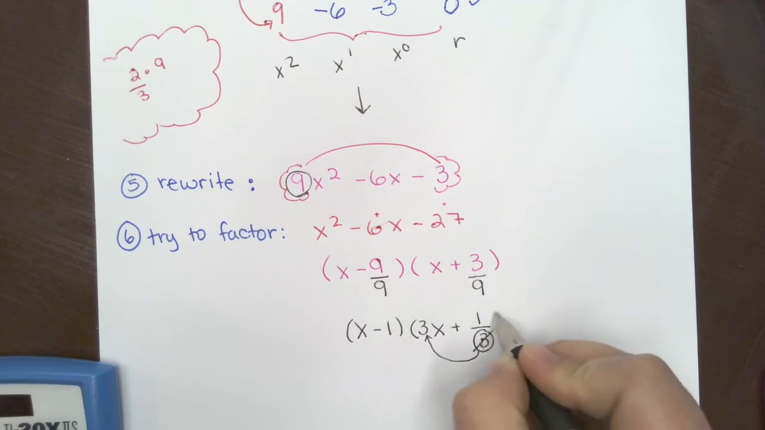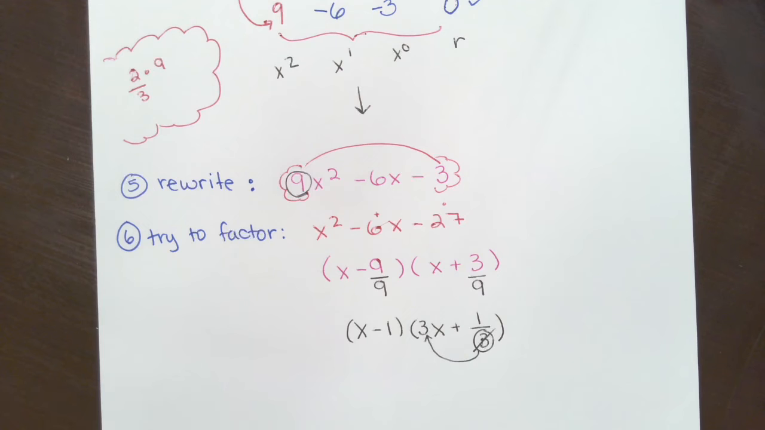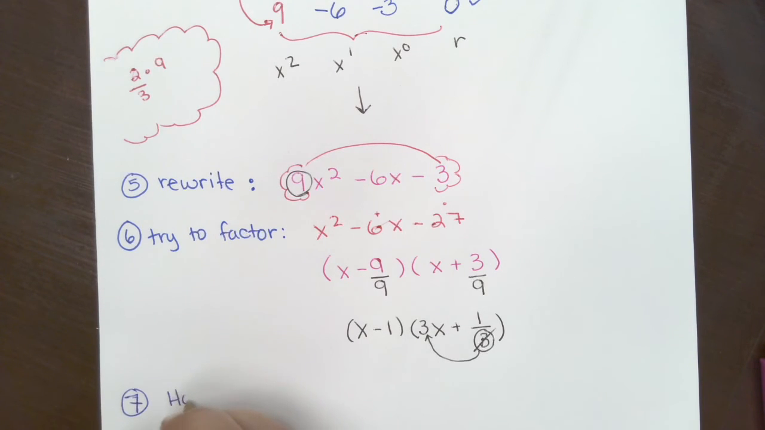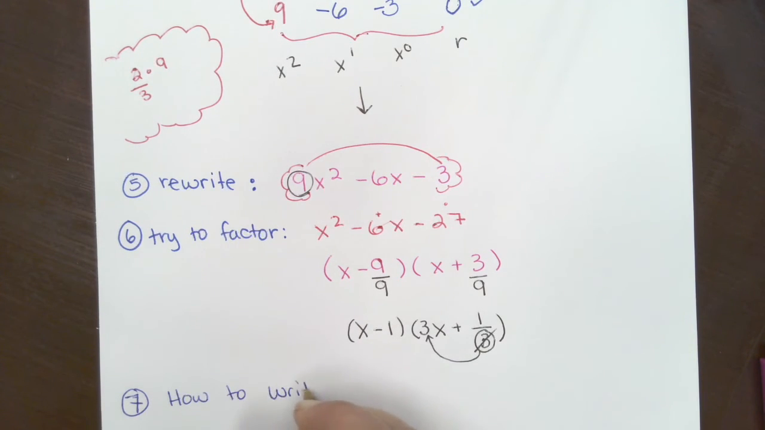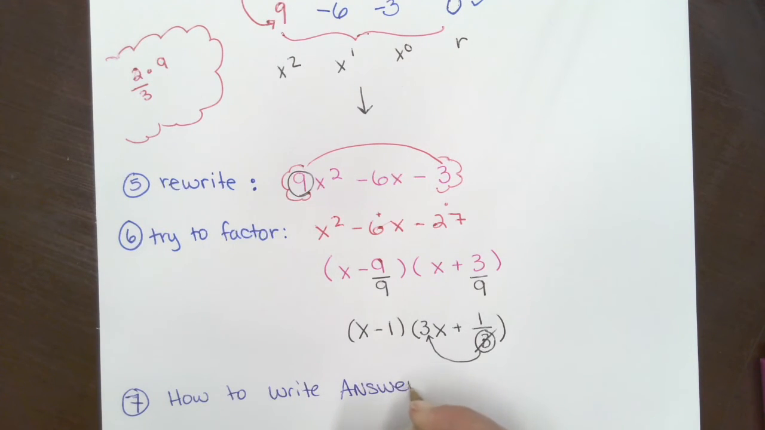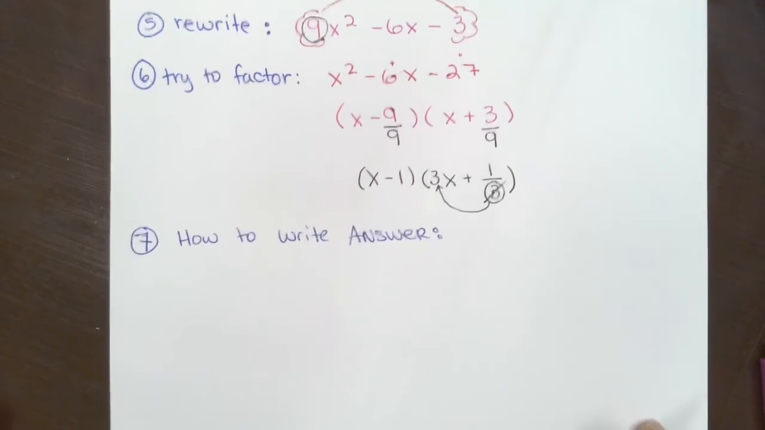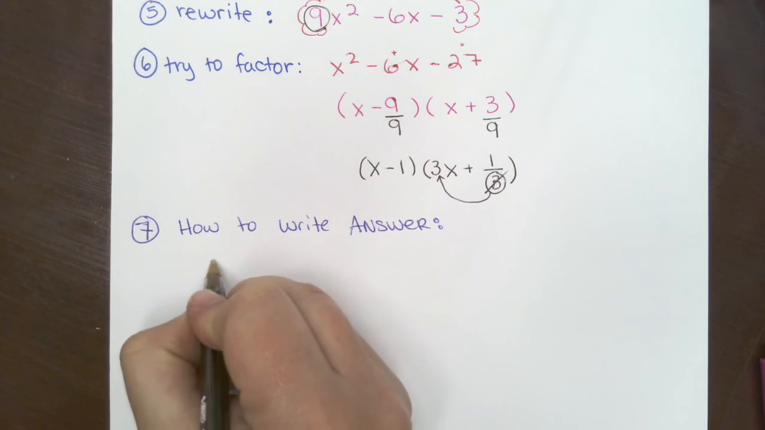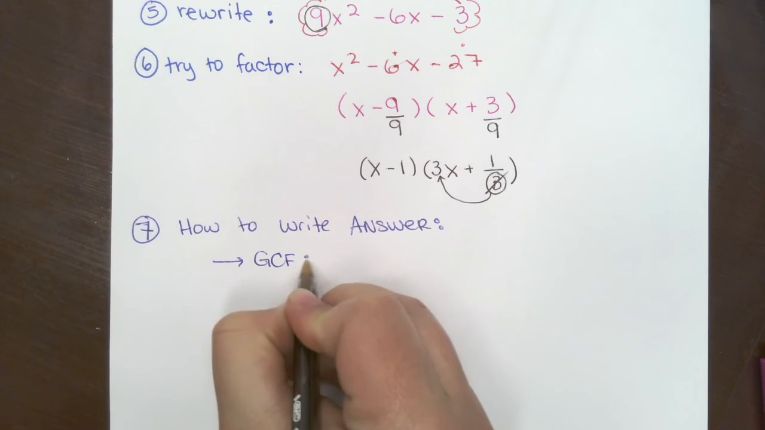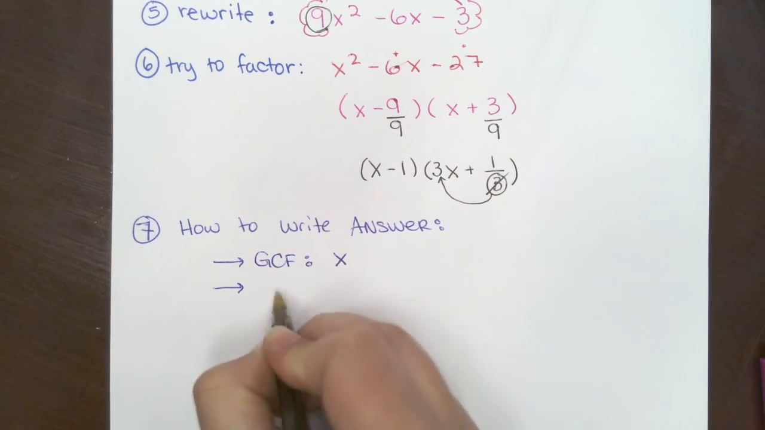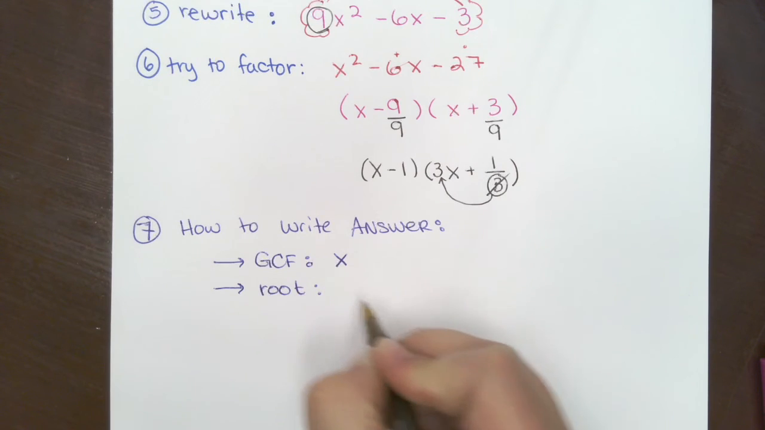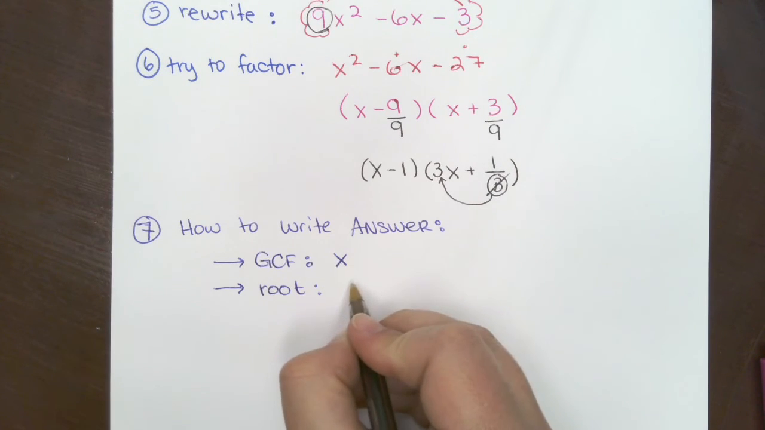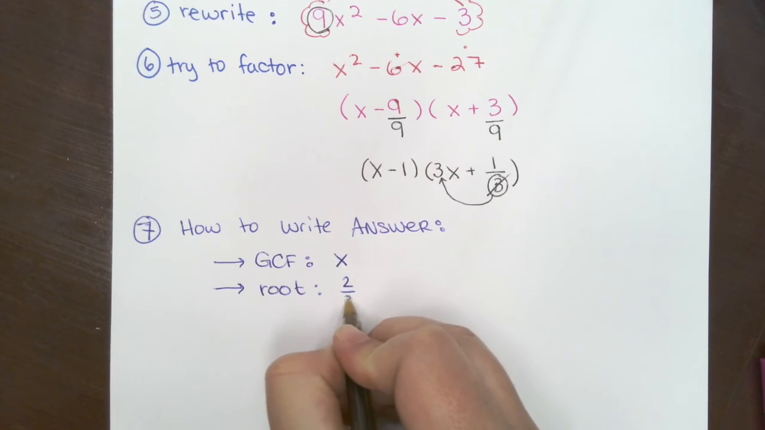So, since yes, we can factor on this one, we're going to jump into writing out our answer. So here's how I want you to write your answer. List out your information before you jump into writing your answer. List your information. So first we had a GCF. That GCF was x. Then we had a root. That root was 2/9? No, 2/3. Because we had a root of 2/3, sorry, the AC just turned on.